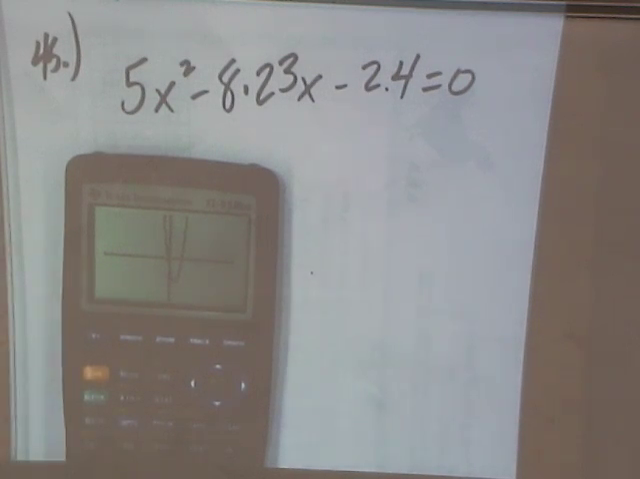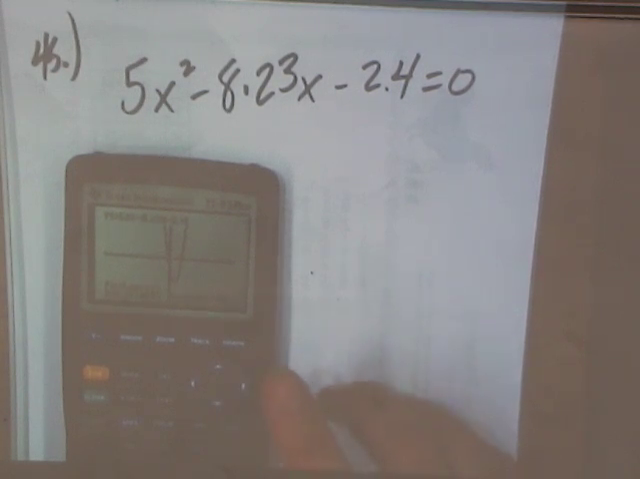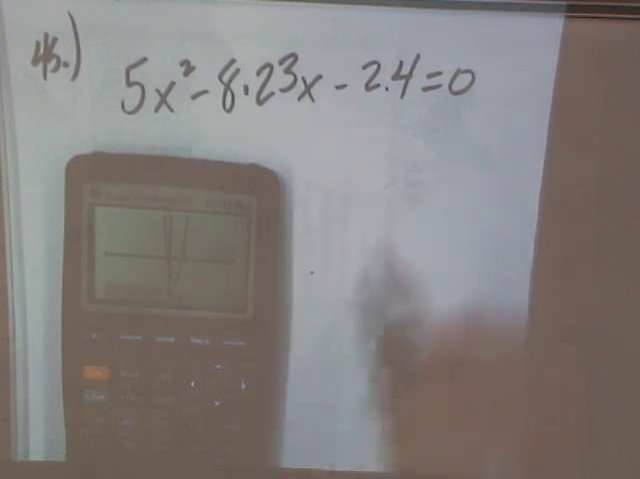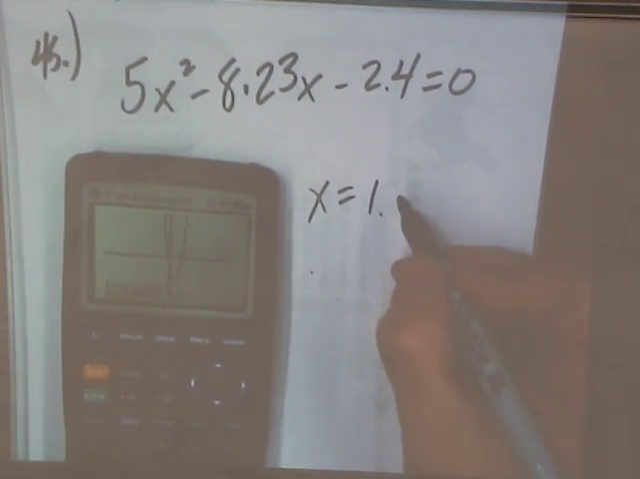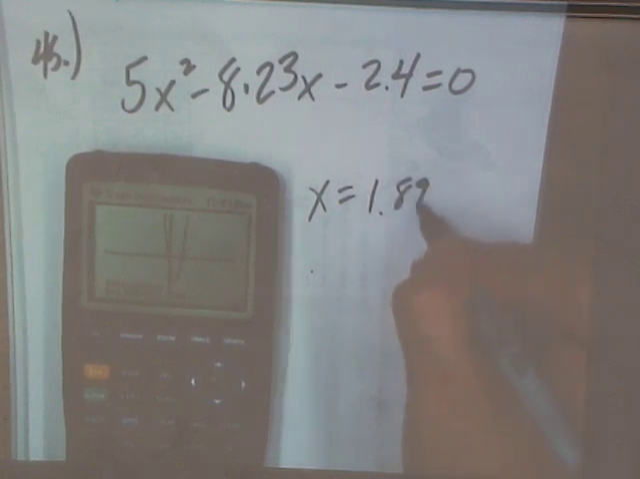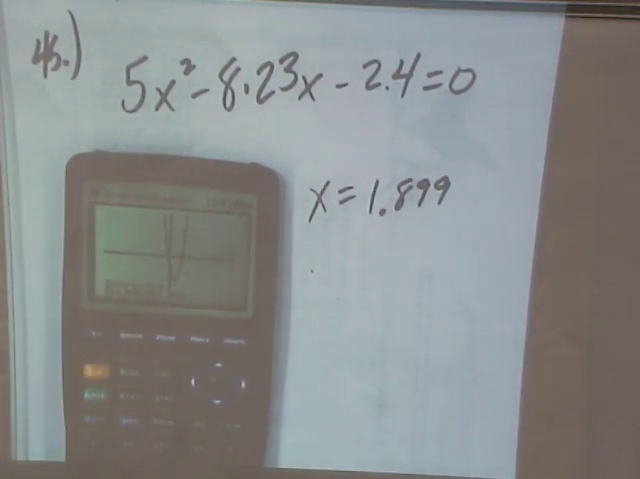Alright, anybody get anything different than that? A graph like that? Where would the largest solution be? The one on the right. So second calc, intersect. Get the cursor close to the intersection point, hit enter 3 times. So x equals 1.89. Okay, thousandths. 899. Any questions? Okay.